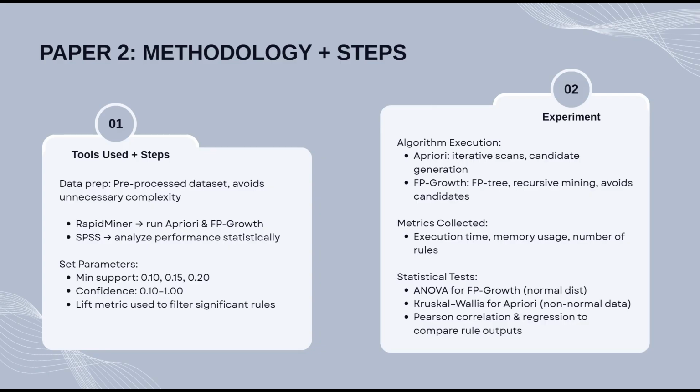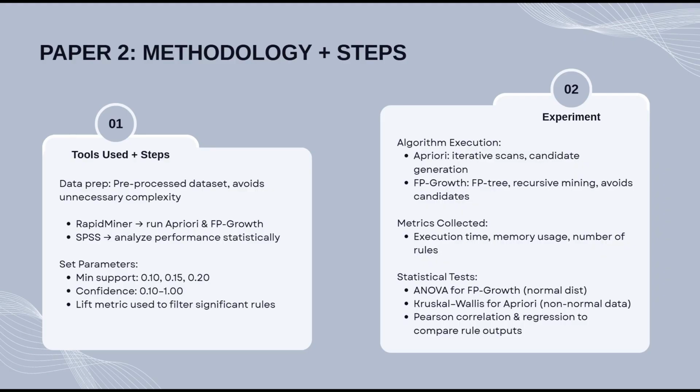They then built two workflows in RapidMiner, one for a priori and one for FP growth. Both use the same parameters and the same dataset to make the comparison fair. They changed minimum support from 0.1 to 0.15 to 0.20 and confidence from 0.1 to 1 in increments of 0.05 to see how the algorithms perform under different workloads.